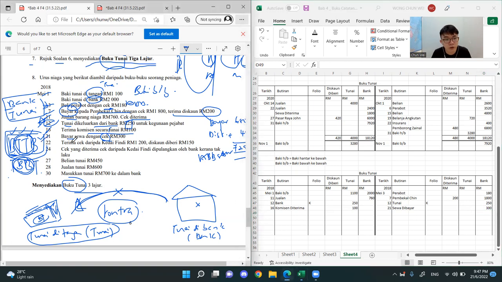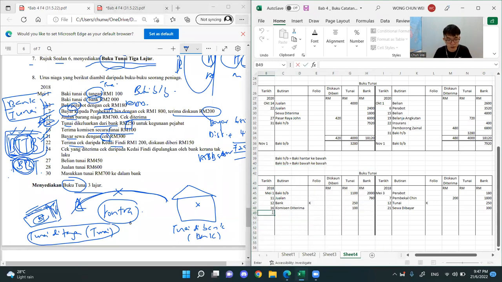Okay, then after 21, we go to 22nd. Terima check daripada kedai Findi. So see, you see a name, kedai Findi. So normally it will be what? Account belum terima. Belum apa? A T, terima. So this is account belum terima, kedai Findi. Okay, but now you terima check. So terima memang here lah penerimaan, the debit side.